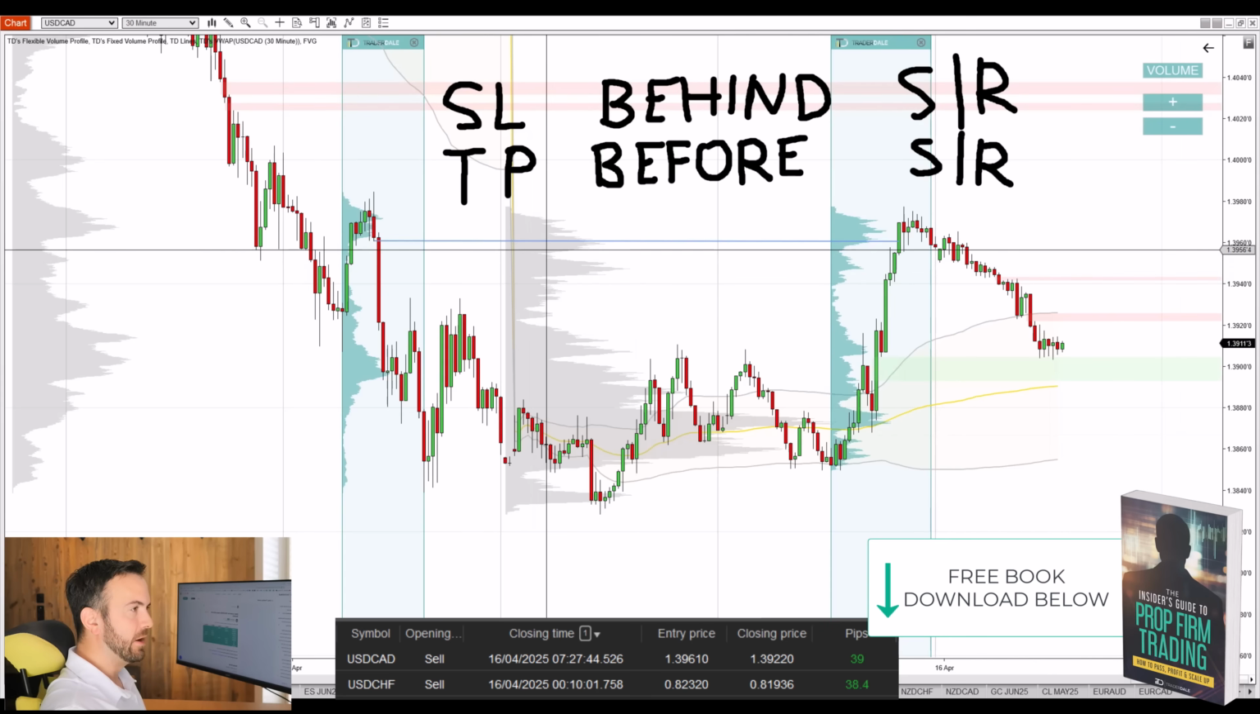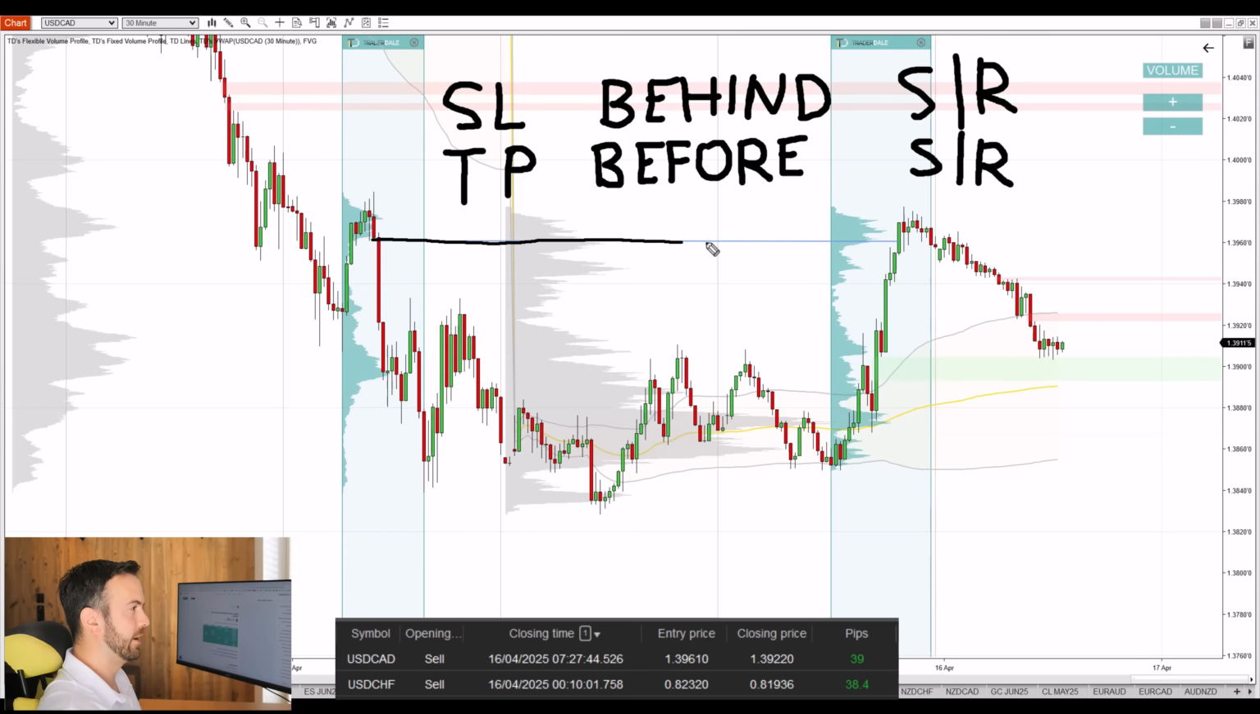So this trade which I took on the US dollar Canadian dollar was a short right here, this line. This was a short, and because I placed my stop loss behind a barrier, I placed it behind this heavy volume zone, right? The heavy volume zone represents a barrier, always. Strong heavy volume zones always represent strong barriers, right? Or in other words, support and resistance zone.